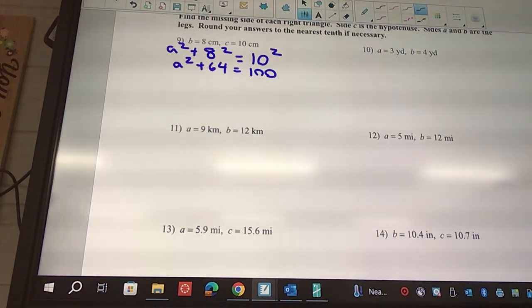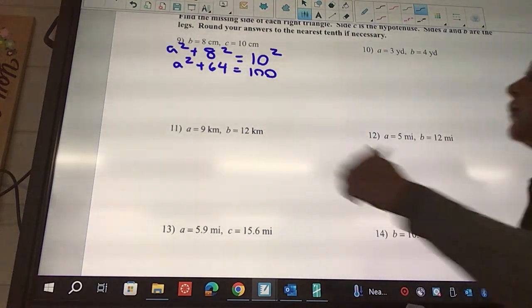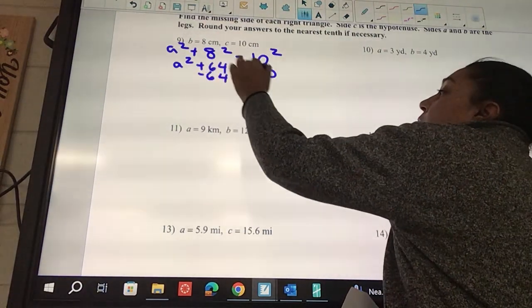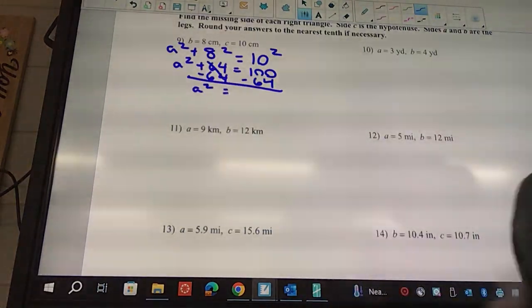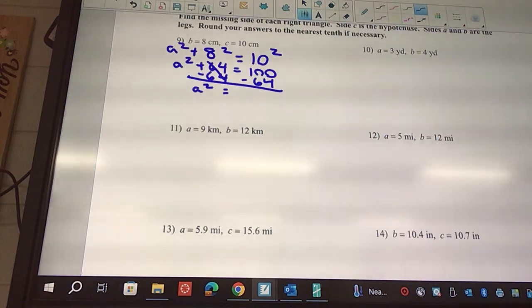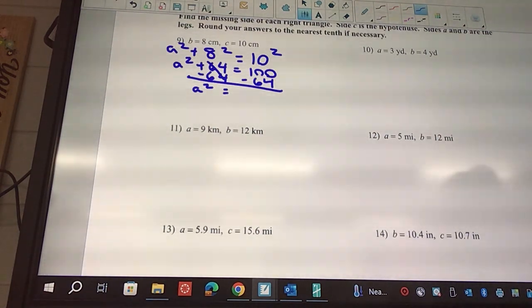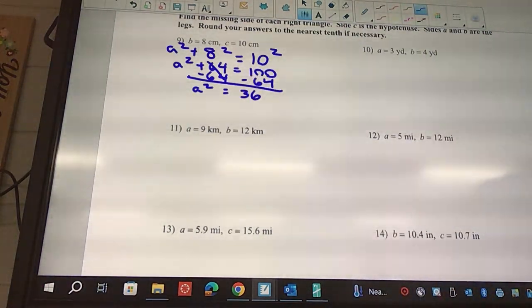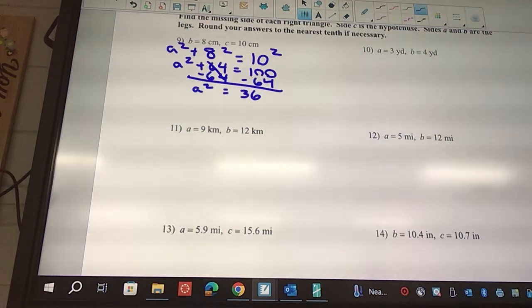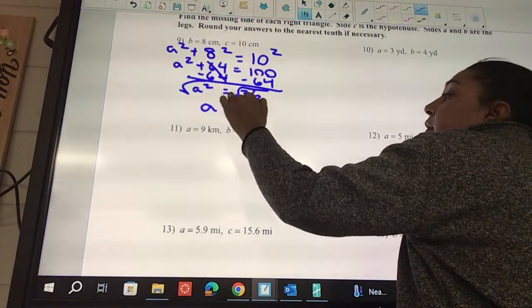Okay, and then what needs done? Minus 64 from both sides. So I got A squared equals, what is 100 minus 64? 36? Yeah. Okay, and then what needs done? Square root both sides. What is the square root of 36? 6. 6.